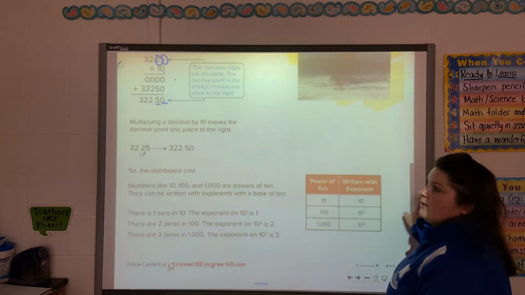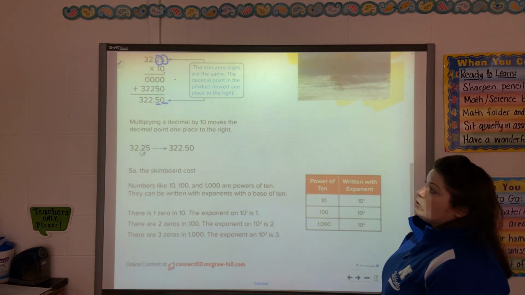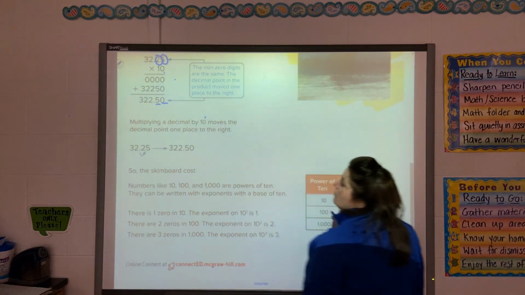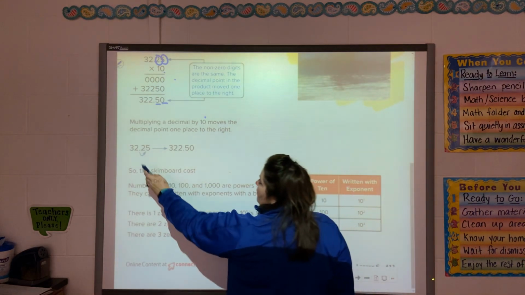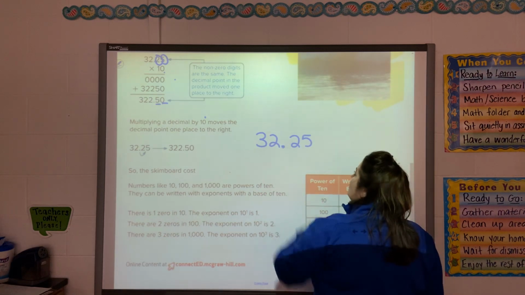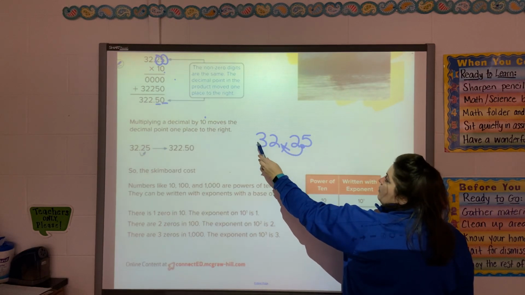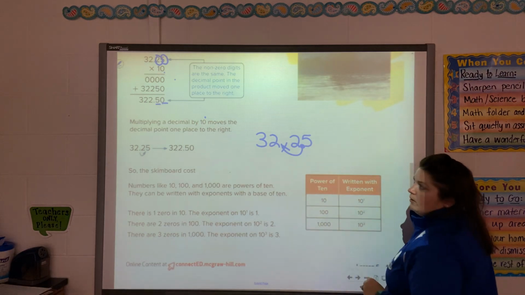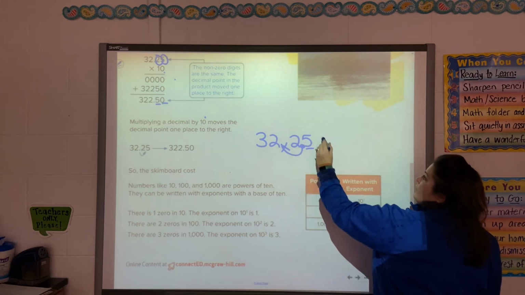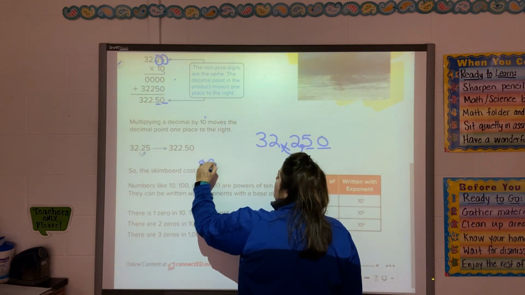Now let's just prove that moving the decimal point to the right a certain number of times gives us the same answer. So multiplying a decimal by 10 moves the decimal point 1 place to the right because of the 1 zero. When I take my $32.25, I'll write it larger, and I move that decimal 1 time to the right, I get 322.5. Now this was a money problem, and with money we typically write it with hundredths, so we can annex a 0 to make it look more like money. So the skimboard costs $322.50.